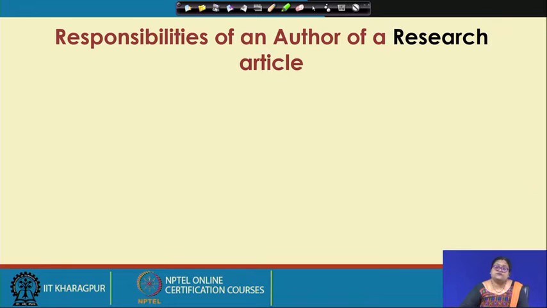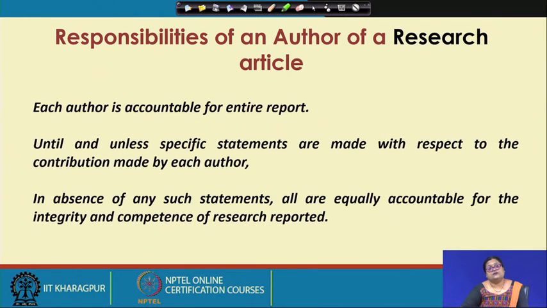What are the responsibilities of an author of a research article? Each author is accountable for the entire report, until and unless specific statements are made with respect to the contribution made by each author. In the absence of any such statements, all are equally accountable for the integrity and competence of the research reported.